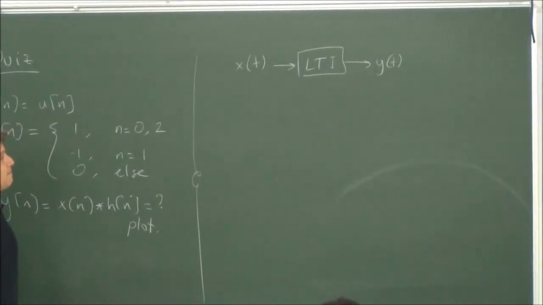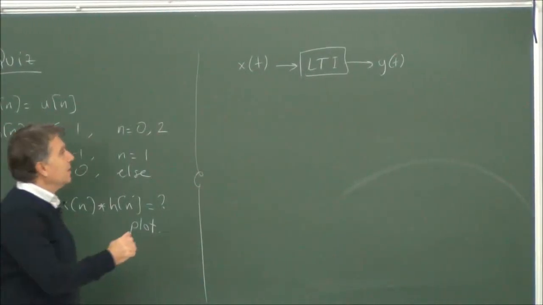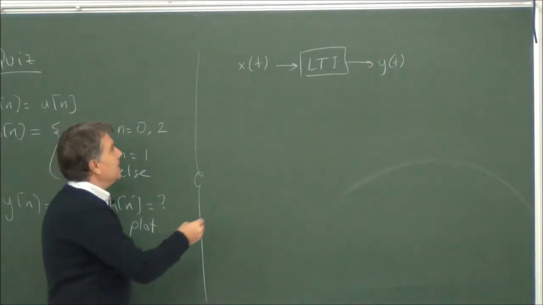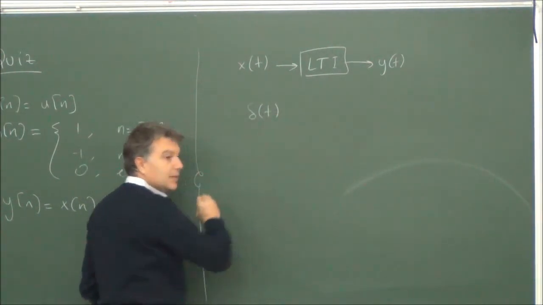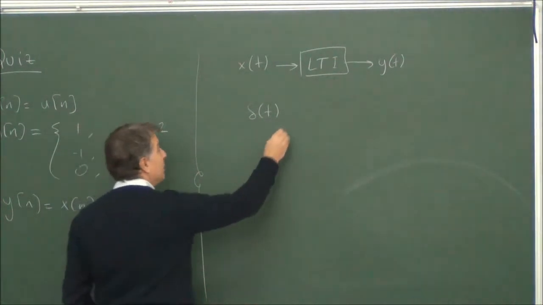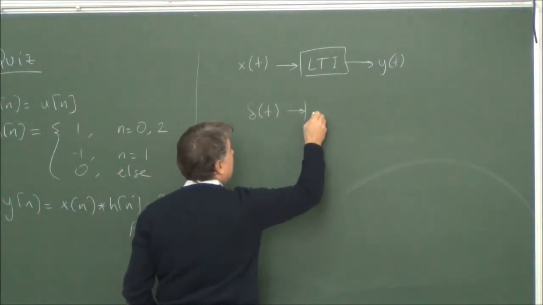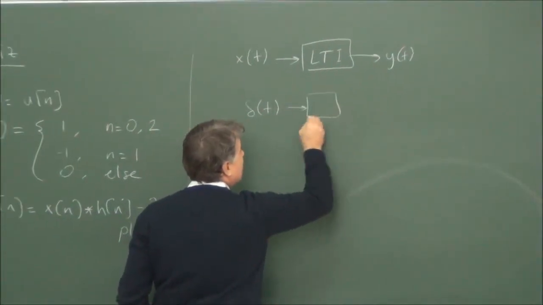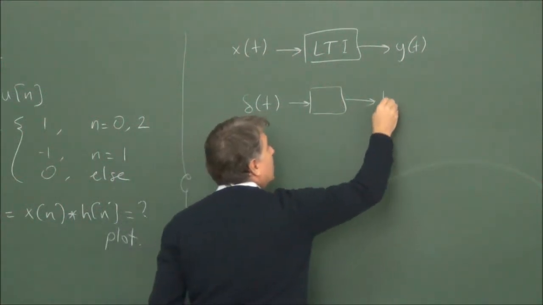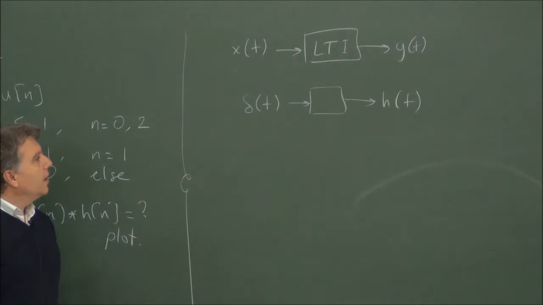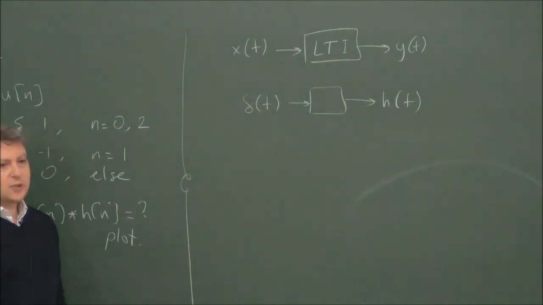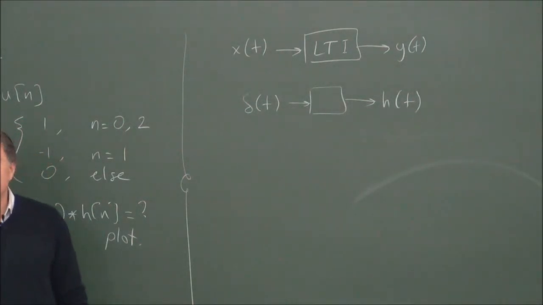Now, the strategy will be similar. Instead of x of t, we will apply an impulse again, and we will measure the response, which is again notated in a similar manner, h of t, which is called impulse response again. But we have to be careful about the definition of the impulse.